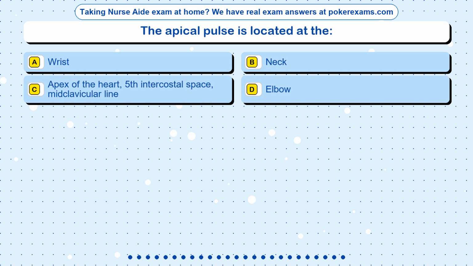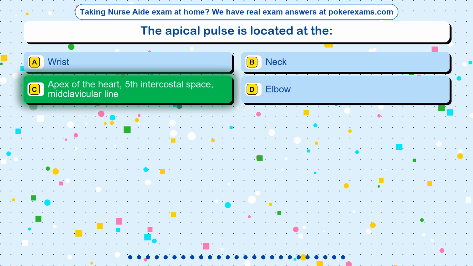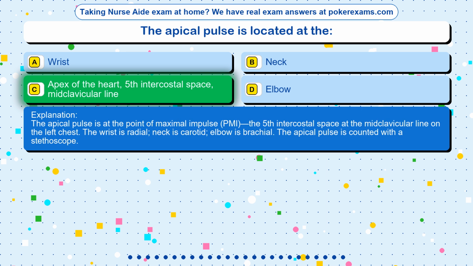Question 21. The apical pulse is located at the Option A, wrist. Option B, neck. Option C, apex of the heart, fifth intercostal space, midclavicular line. Option D, elbow. The correct answer is option C, apex of the heart, fifth intercostal space, midclavicular line. The apical pulse is at the point of maximal impulse, PMI, the fifth intercostal space at the midclavicular line on the left chest. The wrist is radial, neck is carotid, elbow is brachial. The apical pulse is counted with a stethoscope.